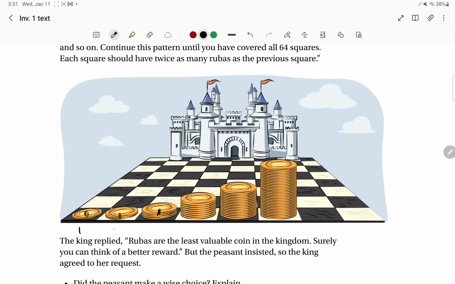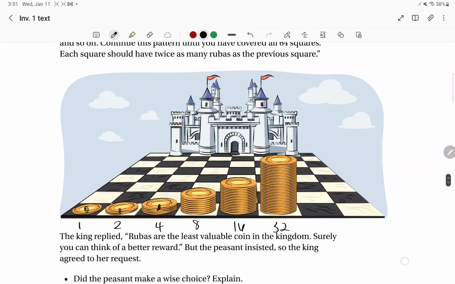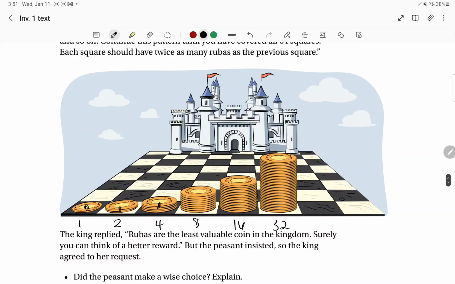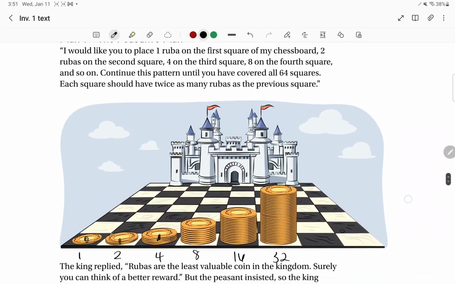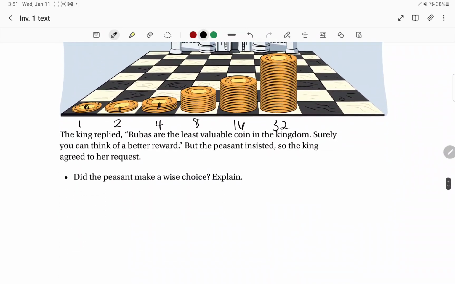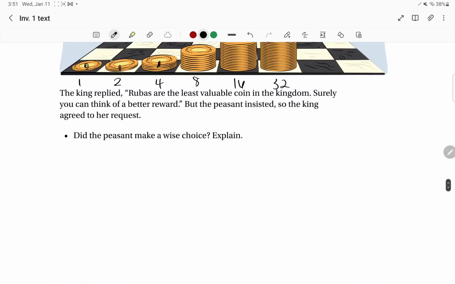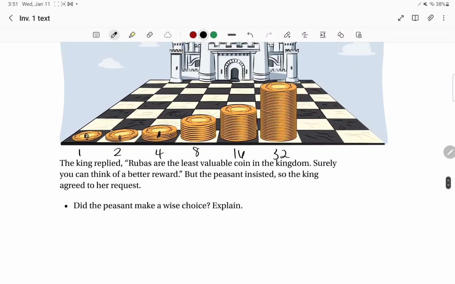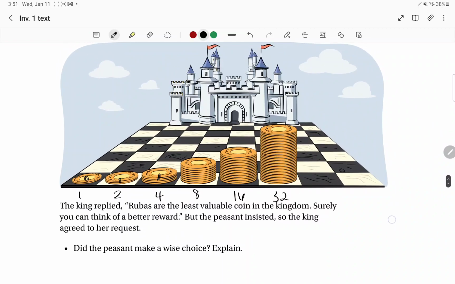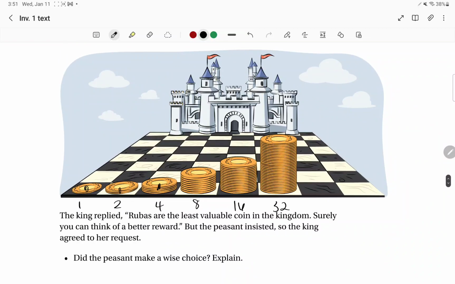So this has 1, 2, 4, 8, 16, 32. So far that only has 32 pennies. And so the king says, hey, rubas, which are like pennies, they're not valuable. Are you sure there's not something else that you want? Because this isn't good enough for the person that saved my daughter. And the really smart person says, no, this is what I want. And he agrees to it.